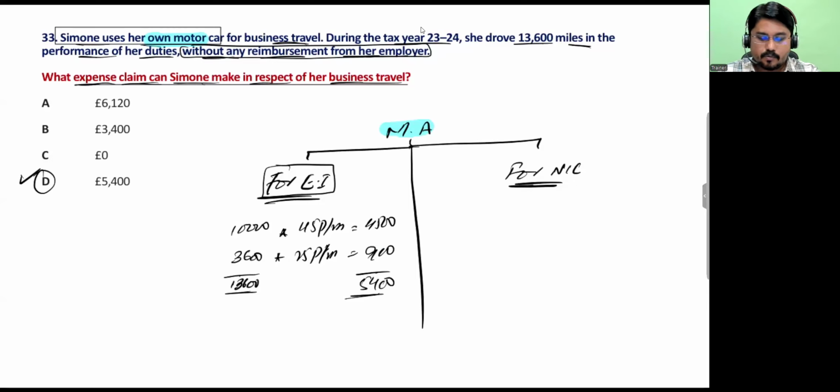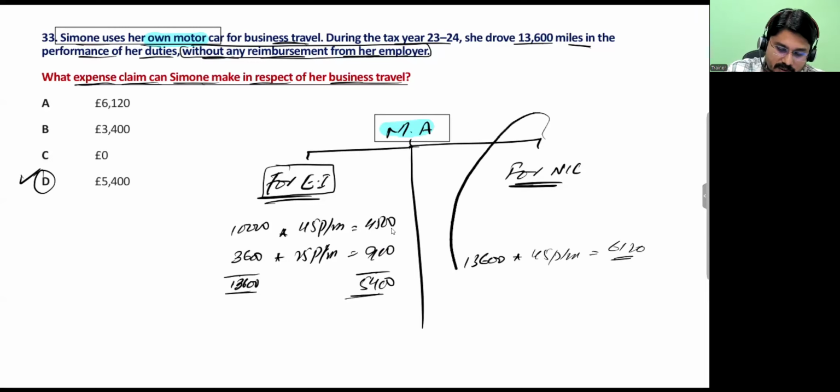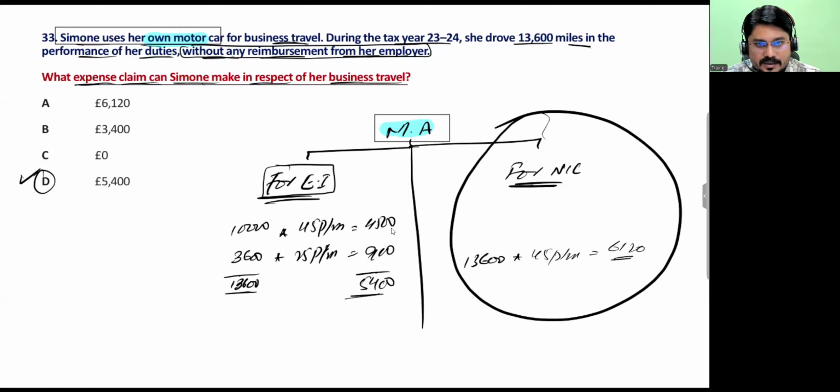But in the same question, if the mileage allowance is asked for NIC purposes, that is, what amount can be taken to NIC, then the whole amount of 13,600 miles will be calculated at 45 pence per mile. In effect, an amount of 6120 is calculated. But this is not asked in the question. I just attempted this to recall that mileage allowance for NIC purposes is calculated differently, wherein we don't use 25 pence per mile.